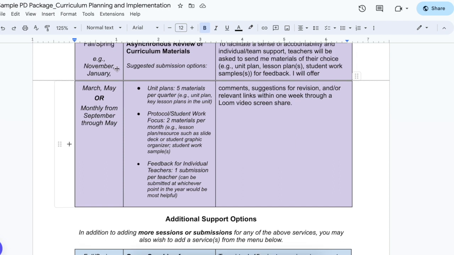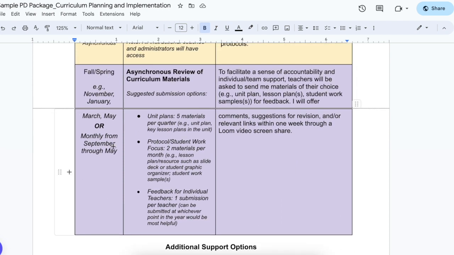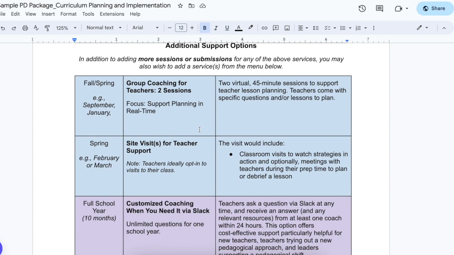So I think doing a couple of these in fall and spring would be really great. You could do something like 2 submissions a month for teachers. You could also do this by department. So it's like, okay, you're going to submit your unit plan as a team, if you have a similar kind of unit that you do, and we'll submit like 5 materials a quarter or something, whatever that would look like in terms of your capacity.